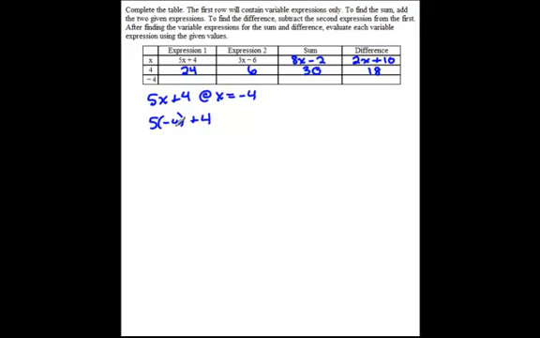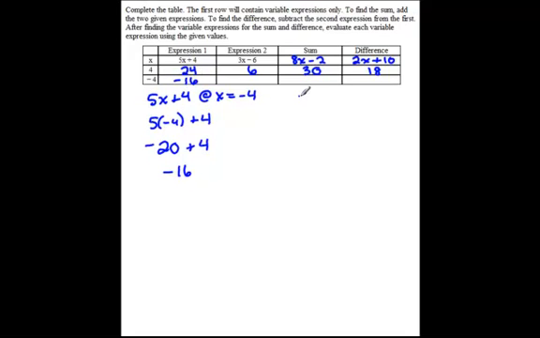I know that 5 times 4 is 20, and because my signs are different, it's going to be a -20. I'm going to bring down the plus and bring down the 4, and then think money. I have a debt of 20 and a positive 4 I'm adding to it, so I'm still in debt, but only 16. So -16 is the answer for the evaluation of this expression at x equals -4.